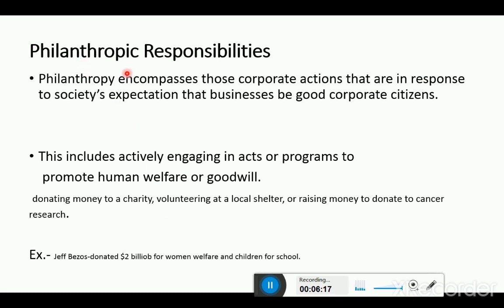These are all the organization's responsibilities toward the betterment of the society, and simply these are known as the philanthropic responsibility. Hope, inshallah, a bit of the idea will be clear.